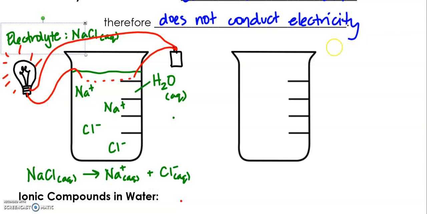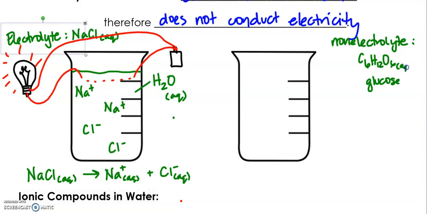So on the flip side over here, let's say I have a non-electrolyte. Something like glucose, C6H12O6. Even if it's aqueous, so just like the other one, got our water here, and you know sugar dissolves in water, but it will not separate into ions. All you're going to have are these little molecules of sugar.